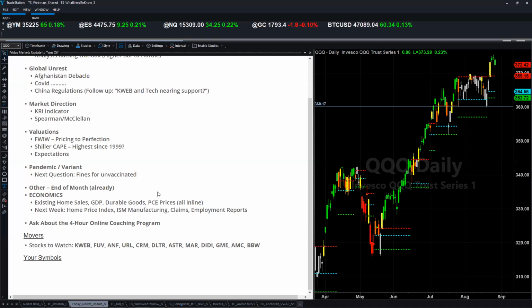We're at the month end, by the way. We're going to see some probably tape painting on Monday as we get into Tuesday's month end. Economics: existing home sales, GDP, durable goods, PCE prices all in line. Today was a little bit hot on the PCE prices, but within expectations. That is the Fed's preferred inflation number coming in at 3.6% year over year, the hottest since I think 1990 or something. Next week, we have the home price index, the ISM manufacturing, claims of course, and it is the first Friday of the month, starting in September already. Labor Day is happening next week, and we're going to see the employment report.